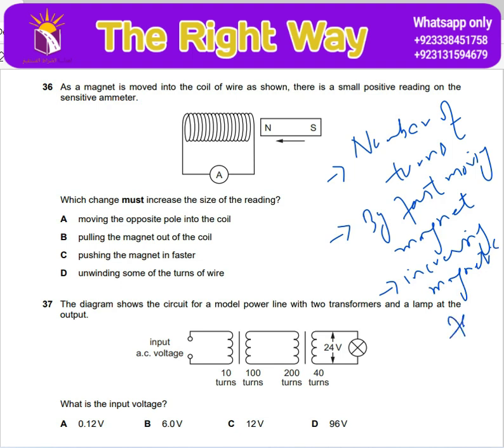Moving the opposite pole into the coil is not going to increase the reading. Pulling the magnet out of the coil is not going to increase the reading. Pushing the magnet in faster is going to increase the reading. Unwinding some of the turns will decrease the reading.